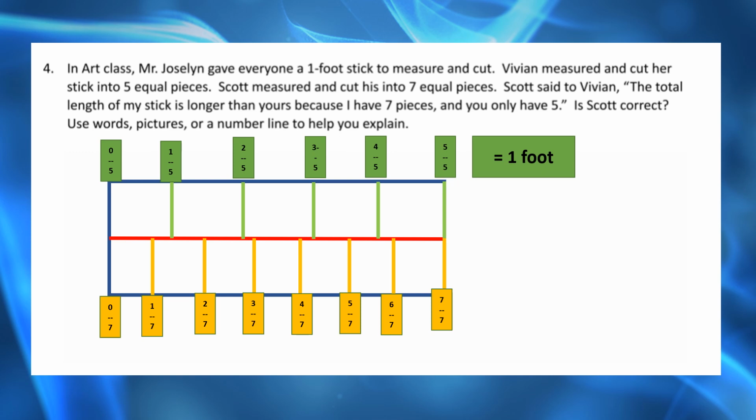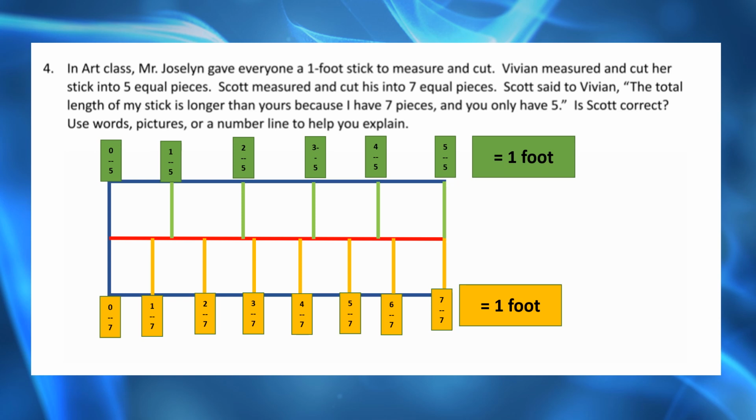Now, even though this fraction strip, aka number line, is cut into 7 pieces, it's still equal to 1 foot because Mr. Johnson gave everyone a 1-foot stick to measure and cut. Doesn't matter how many pieces it's cut into, it's still 1 foot. We didn't lose any feet. Okay. All right. So the question says, is Scott correct?